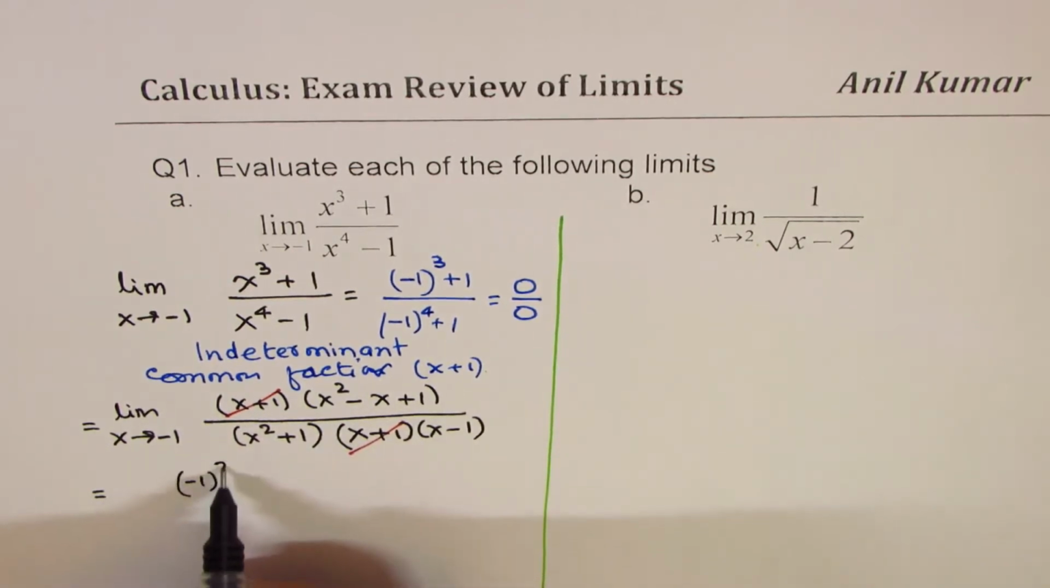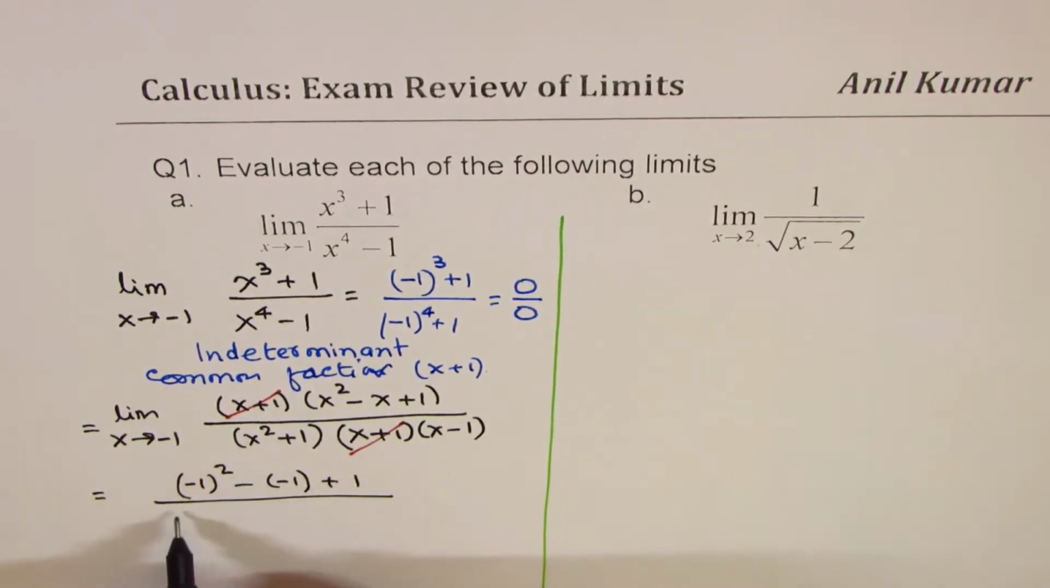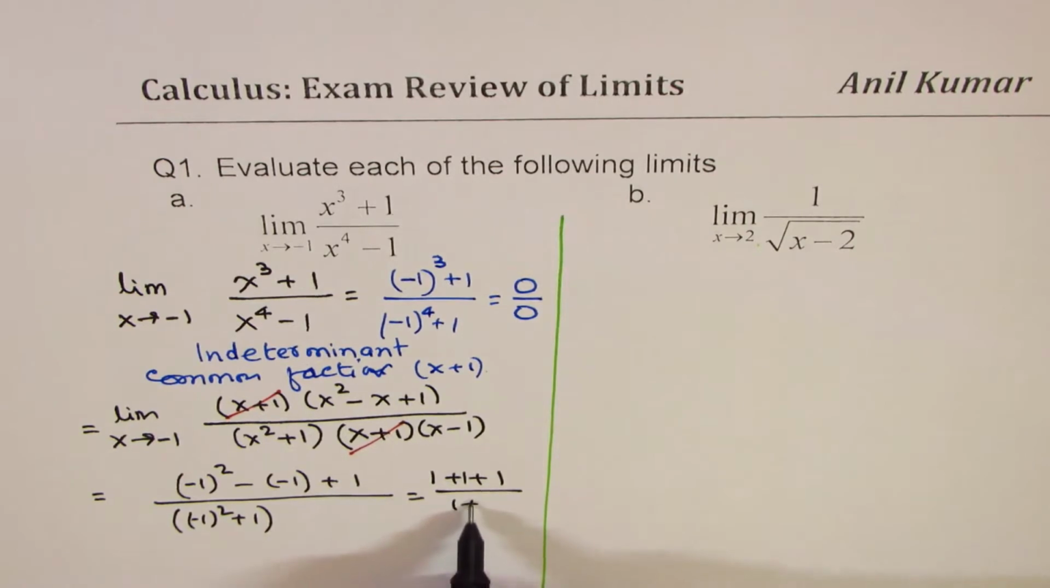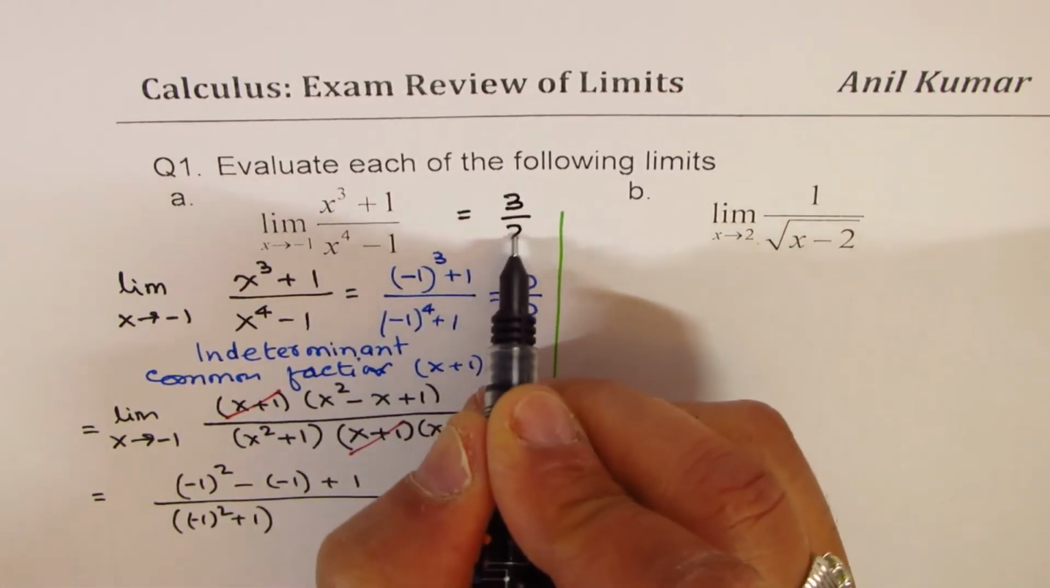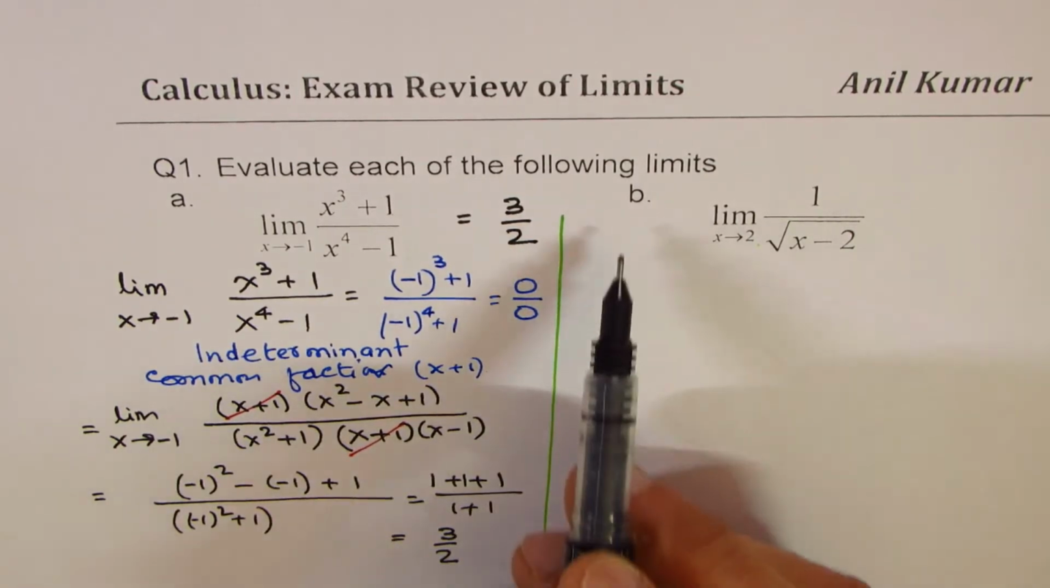So -1 squared minus (-1) plus 1, divided by -1 squared plus 1, right? So this is 1, this is also plus 1 plus 1, and here we have 1 plus 1, which is 3 over 2. So this limit is 3 over 2. Is that okay? So I hope the steps are absolutely clear. Very important. Now let's look into part B.